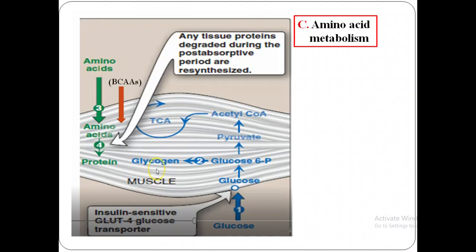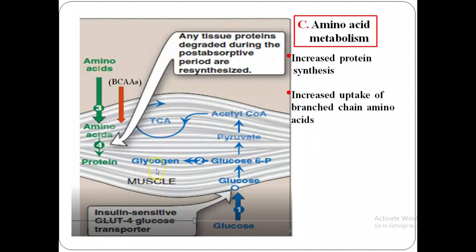Now we'll see how the amino acids are metabolized in the muscles during fed state. In the absorptive period, after ingestion of a meal containing protein, there is enhanced uptake of amino acids by muscles, and this amino acid is used for the synthesis of protein. This helps replace protein degraded during the post-absorptive period.